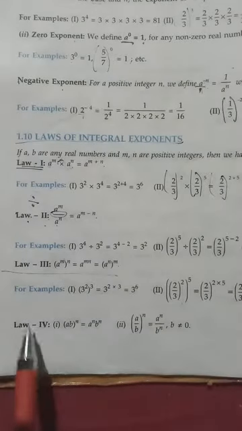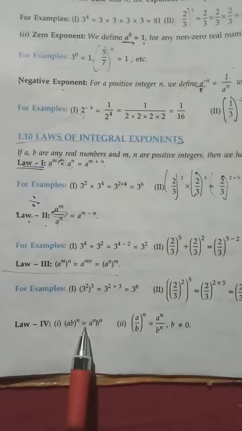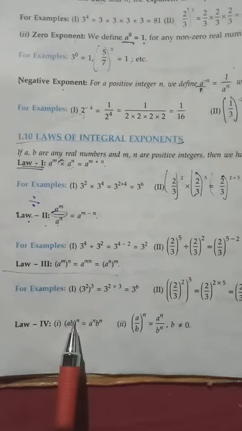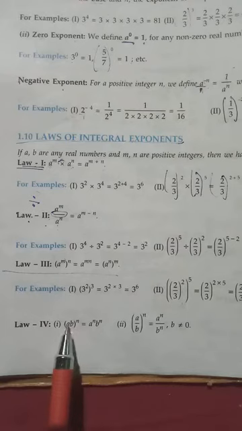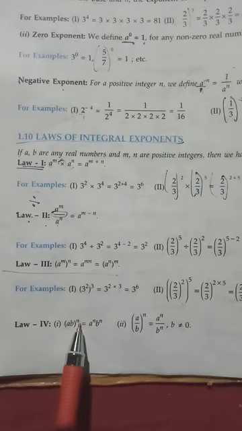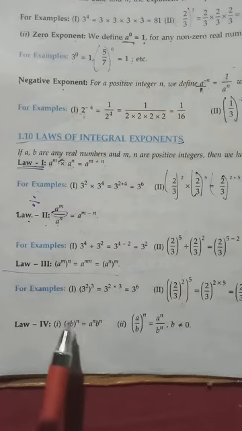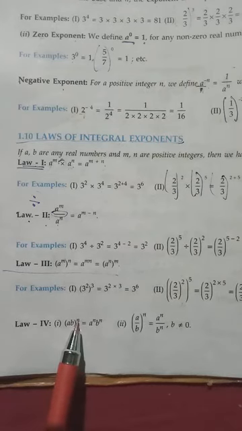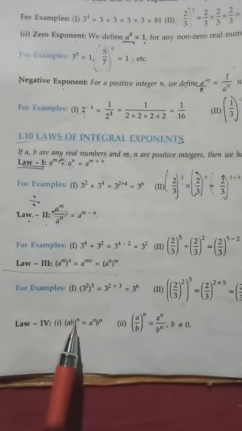Then when you have law 4. Law 4, there are two kinds. One of this kind, one of this kind. Here you see now the opposite of law 1. We have different bases but the same power. So if you want, when you have the same power, take the power common, multiply the bases. Or you can write, whenever you have a power outside, and you have 2 bases, then this power stands for base 1 as well as base 2.